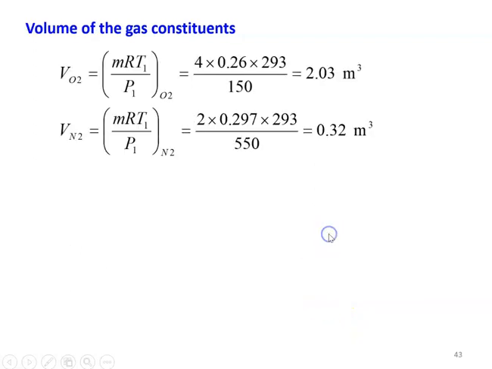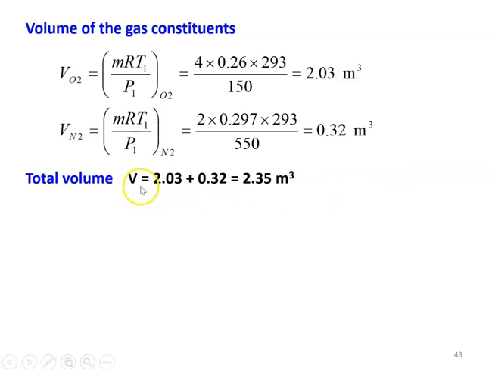Then volume of the gas constituents, from the partial volume equation, volume of O2 equal to m R T1 divided by P1 of O2, 4 into 0.26 into 293 divided by 150 equal to 2.03 m³. And the volume of nitrogen in the tank, which is m R T1 divided by P1 of nitrogen, so 2 into 0.297 into 293 divided by 550 equal to 0.32 m³. Total volume occupied by the mixture after mixing, so 2.03 plus 0.32 equal to 2.35 m³.